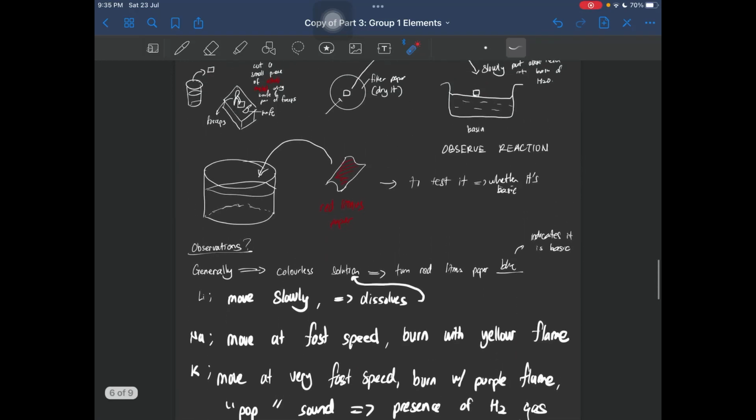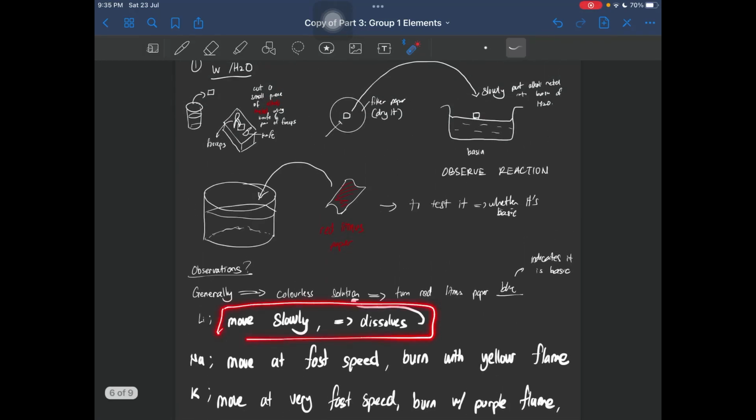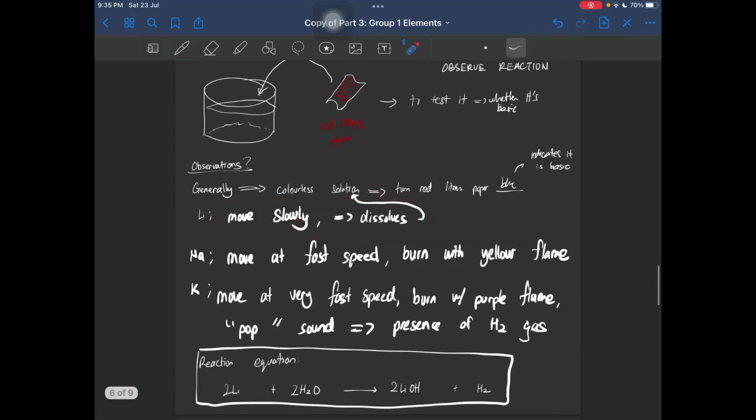And specifically for lithium, since it is less reactive, it will move slowly on the surface of the water until it dissolves to form the colorless solution. For sodium, since it is more reactive, it will move at a fast speed and burn with a yellow flame. And potassium, being the most reactive, moves at a very fast speed, and it burns with a purple flame.